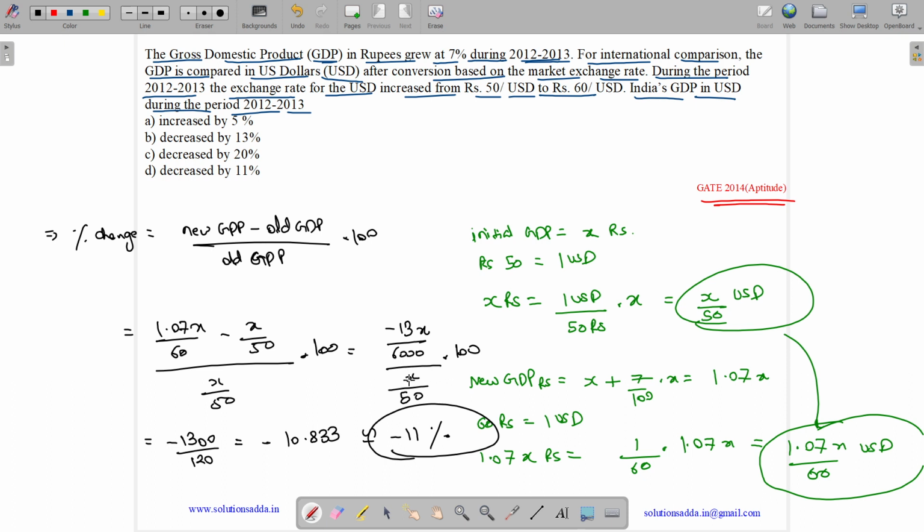Minus indicates a decrease. When we get minus, it is because the new value is lesser than the old value. So there is a decrease of 11%. So decreased by 11%. The answer to this question is option D, decreased by 11%.